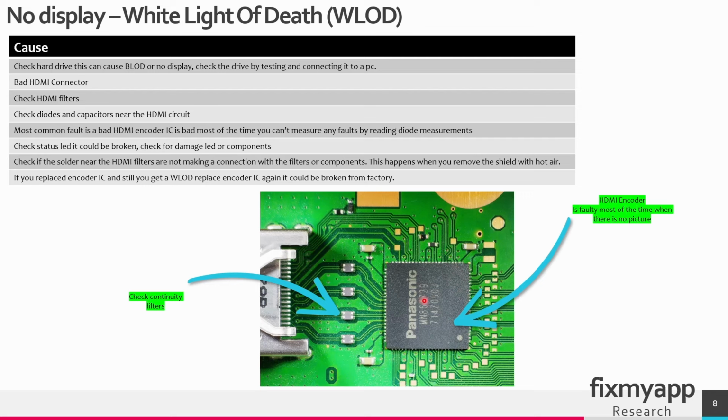The most common fault is a bad HDMI encoder IC, and this one goes bad very often. And most of the time you cannot read any deviating diode measurements near this IC. So everything is measuring okay, but still this IC could be faulty. Next is to check all the components near the HDMI encoder IC. Check if the solder is not bridged between different pads, because when you remove the shield, it could bridge some components together. So please check if the soldering of all those components is okay.